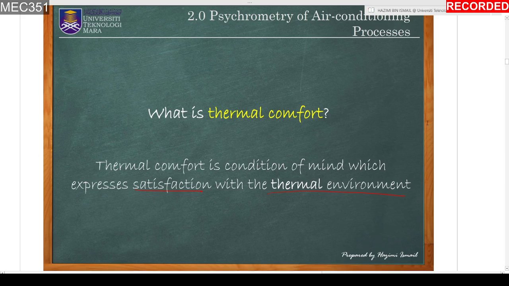First of all, we have to know the definition of thermal comfort. When we hear about comfort, in Malay it is selesa, sedap, kan, selesa. When it comes with thermal, it is all about the heat. So in Malay words, it means nyaman haba, maksudnya kita selesa dengan haba.